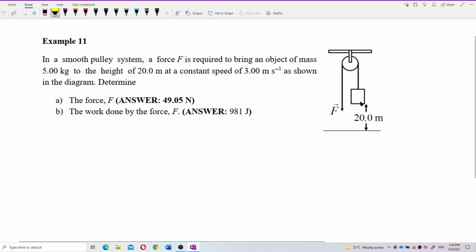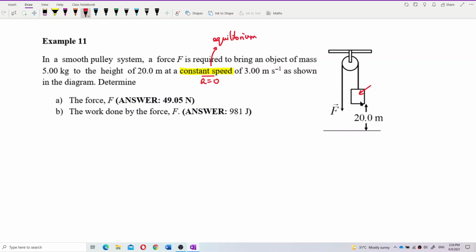I focus on this keyword, constant speed. Why do you say constant speed? The speed is constant, so acceleration is 0. Okay? So this means a lot. First, it means this object is in equilibrium, because the speed is constant, acceleration 0. Equilibrium.